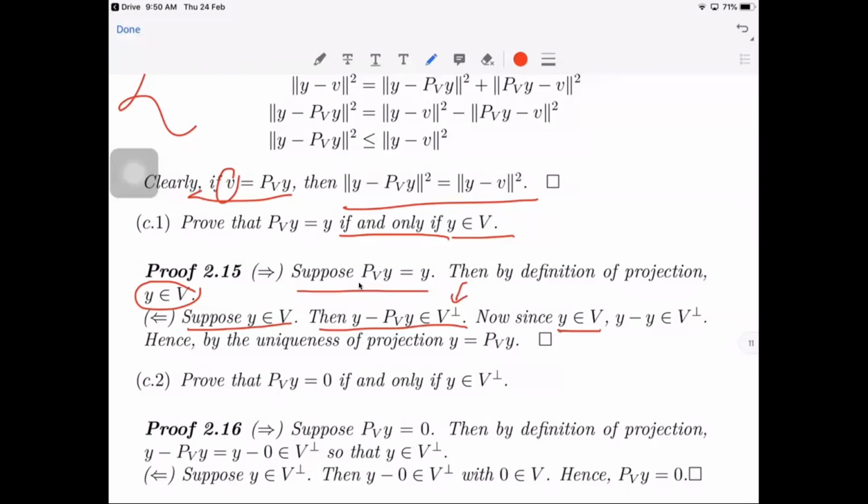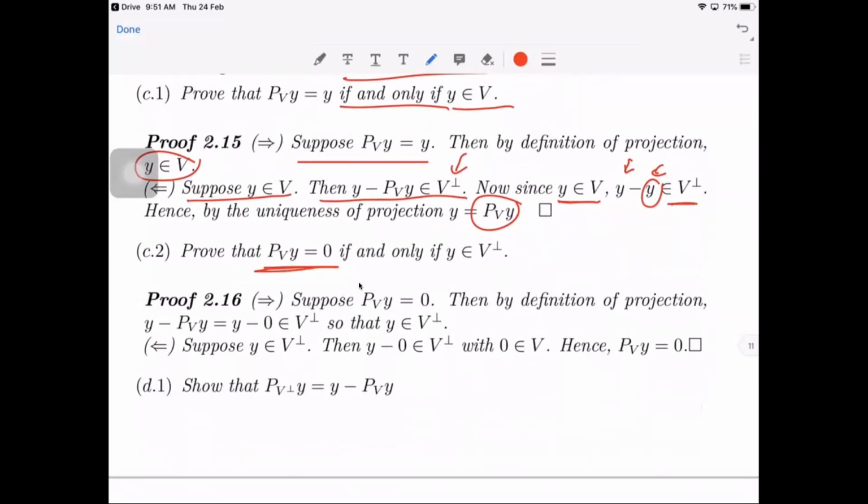Now since y is in V, then y minus y is in V perp. By uniqueness of projection, then this y should be the projection. Okay? So very easy, straightforward proof. Next.